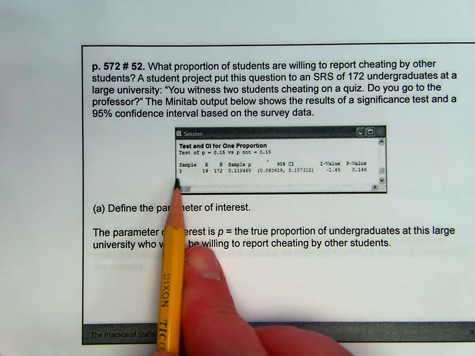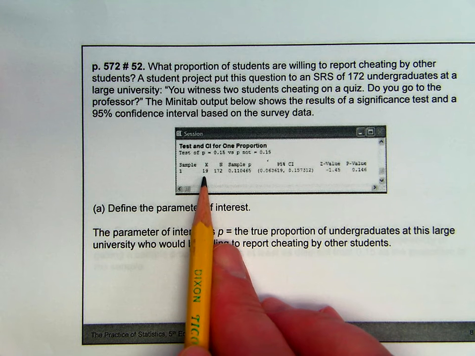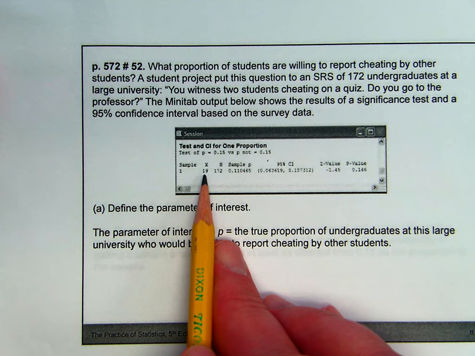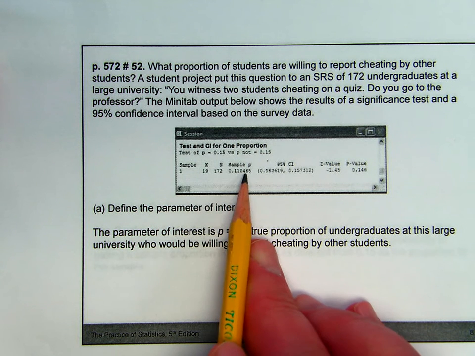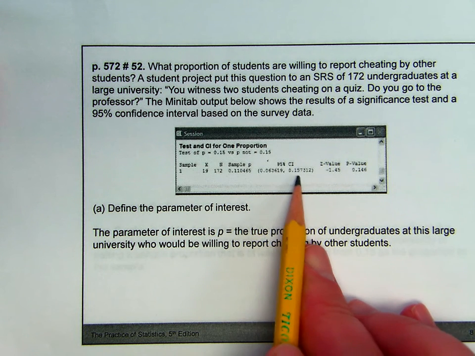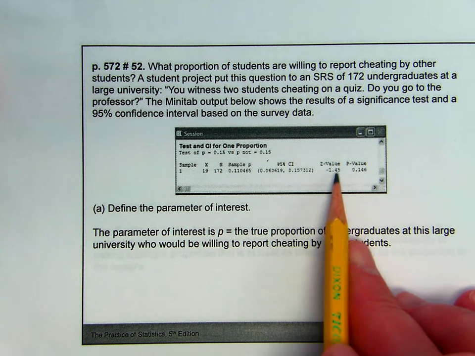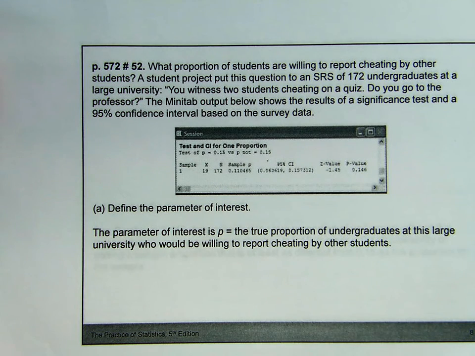Okay, so we have sample number 1. Well, it is a 1 sample, so there is no number 2. X is the 19. That means that 19 people said that they would be going to a professor out of a sample size of 172. There's our sample proportion, or our p-hat, 19 divided by the 172. There's our 95% confidence interval. The z-value, that's our test statistic, and our p-value, which we've already talked about. So that's the information that would be typically given to you in one of these printouts.